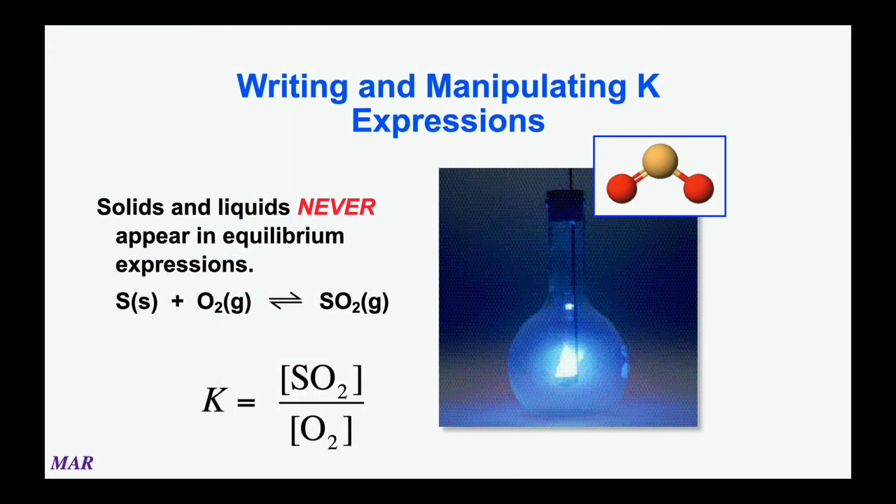When you're writing an equilibrium constant K, there are a couple of rules that are helpful to remember. First of all, you never put solids or liquids in equilibrium expressions. So in the example right there, which is the formation of sulfur dioxide, sulfur is a solid. It's reacting with oxygen, a gas, to make sulfur dioxide. Notice that sulfur is a solid. So in the equilibrium constant, we're not putting the solid in there. It's just SO2 divided by O2. Solids and liquids never appear in equilibrium expressions.